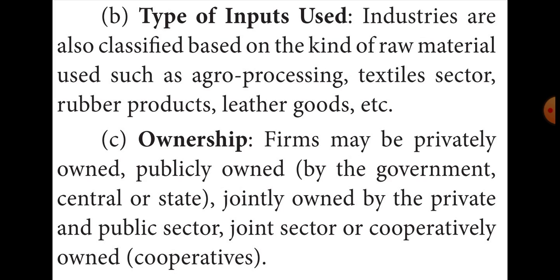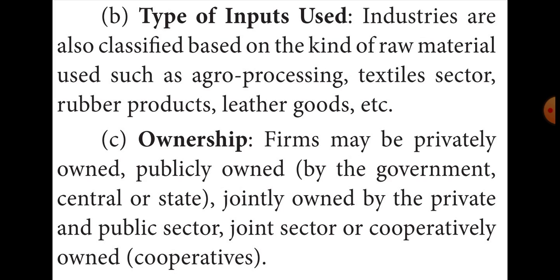Then the third type is ownership. Listen here. The firms may be privately owned or publicly owned. Privately owned means private people own those industries. Publicly owned means the government owns them, that means the central government or state government or the union government.